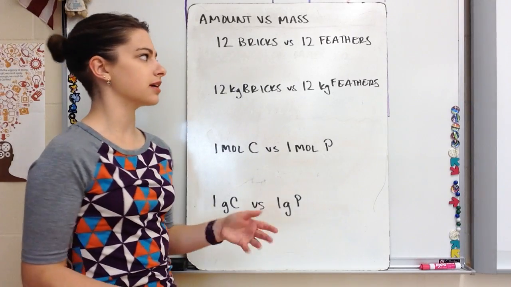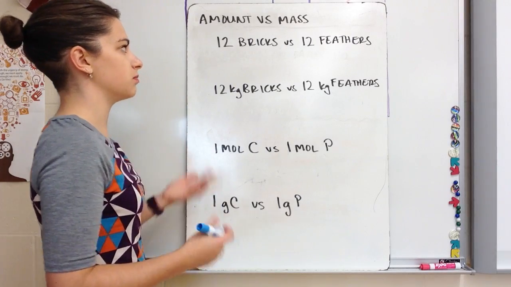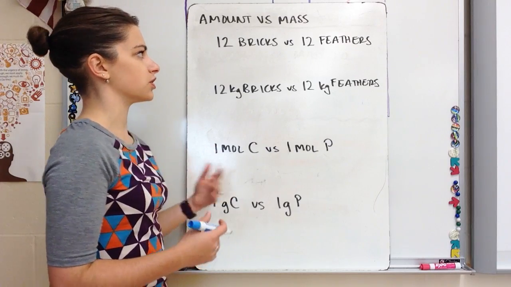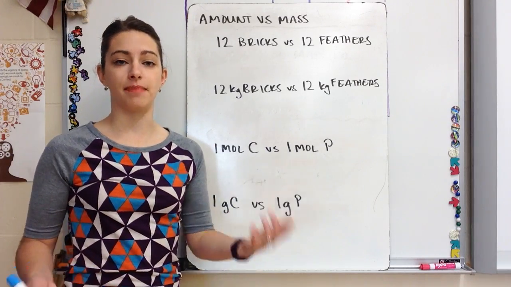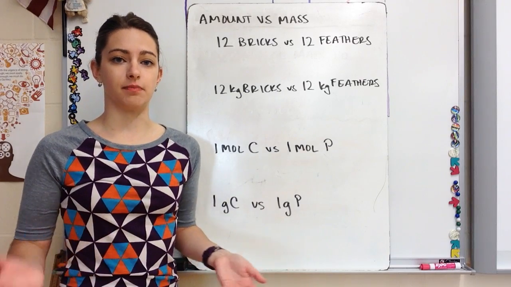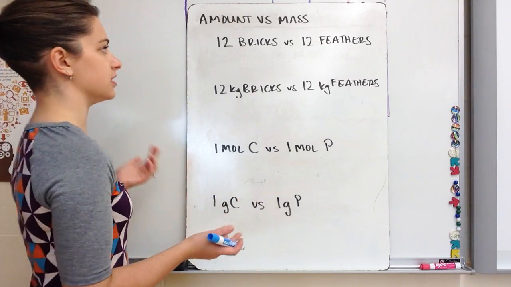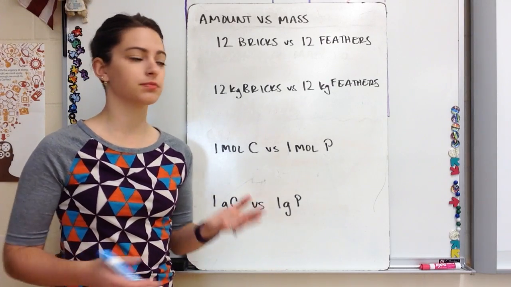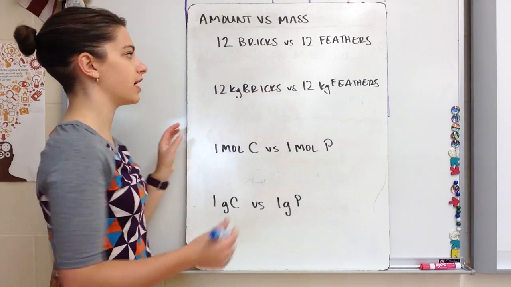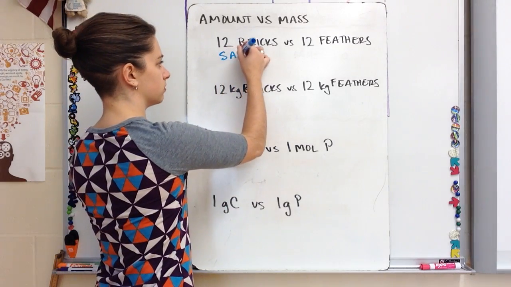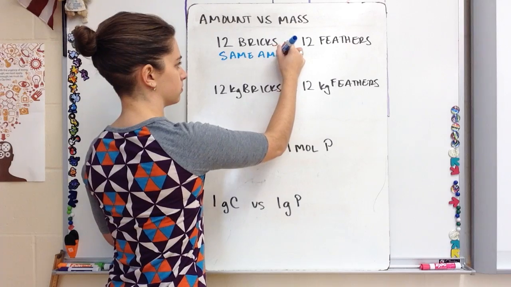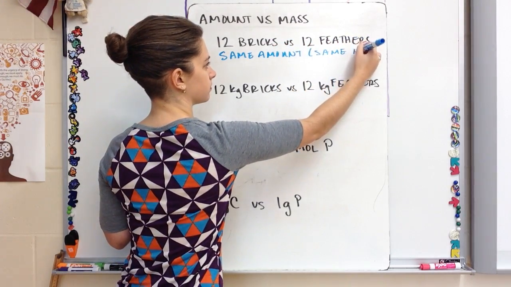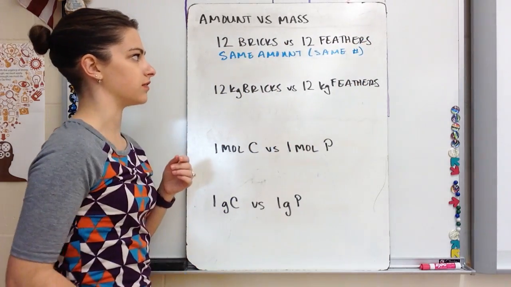So let's do some comparisons, and we're going to start with some simple ones. So if I were to say 12 bricks versus 12 feathers, we want to compare the amount or the number versus the mass. Now, which of these are there more number of the objects? Well, we have 12 bricks and 12 feathers, so it's the same amount. So that means the same number, because it tells us that we have 12 of them.